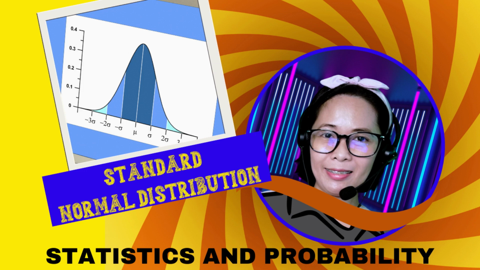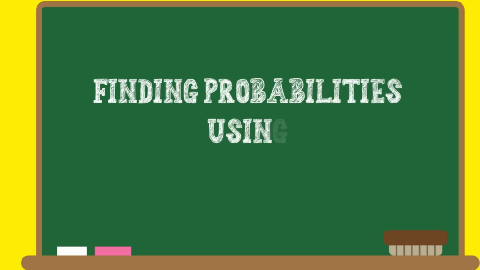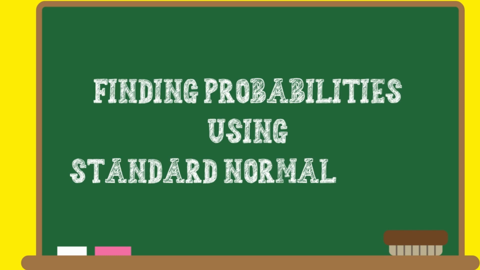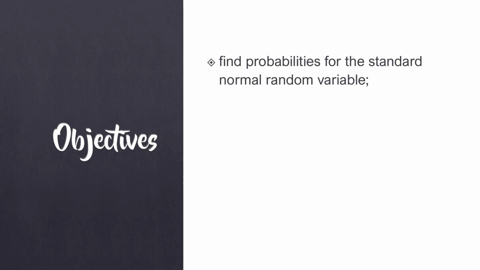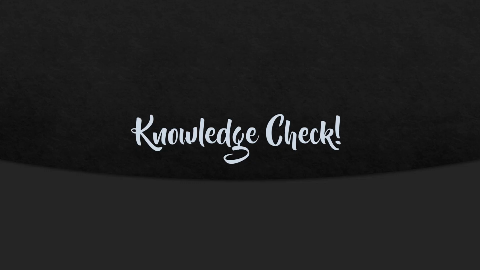Our lesson for today is finding probabilities using the standard normal table. After watching this video, you will be able to find probabilities for the standard normal random variable, express areas under the normal curve using probability notation. Before we proceed to our lesson, we have to check your knowledge on probability distribution and normal curve by answering the following questions.